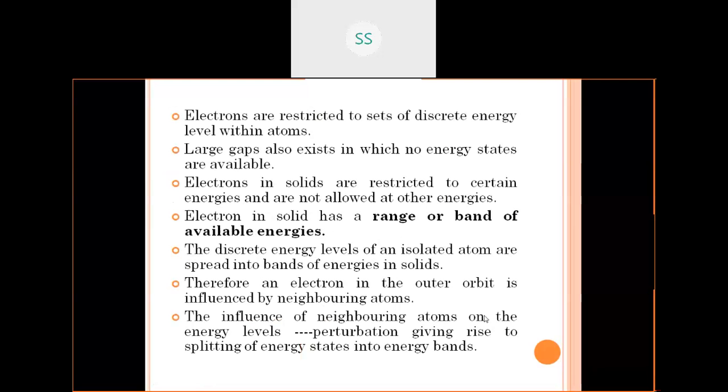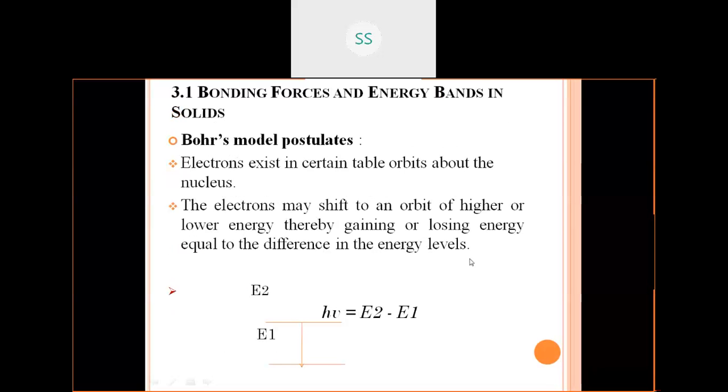Okay? So pictorially, you can represent E1 and E2. That is, E1 represents the energy level 1, E2 is the energy level 2. So whenever there is a shift of electrons from E1 to E2, the energy gained or lost is the difference, E2 minus E1. The details of this E2 minus E1 we will see in the further topics also.